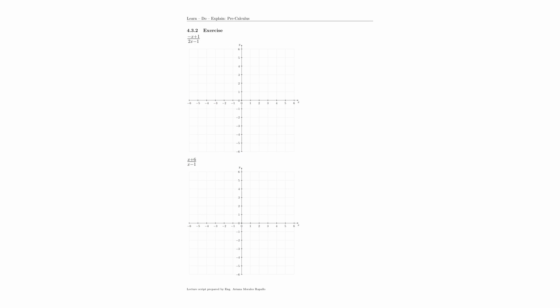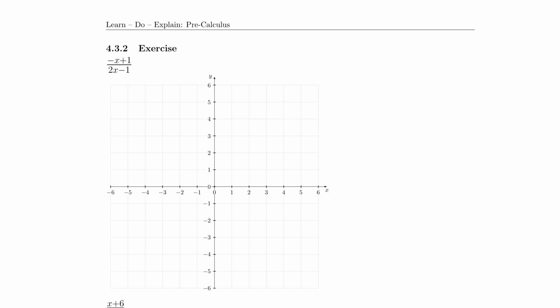Here we have some exercises. The first one says minus x plus 1 divided by 2x minus 1. Okay, so the first step is to evaluate vertical asymptotes. Okay, how do we calculate vertical asymptotes?